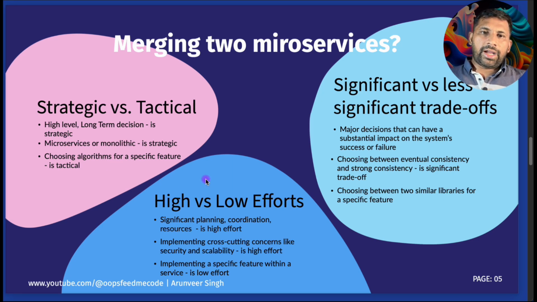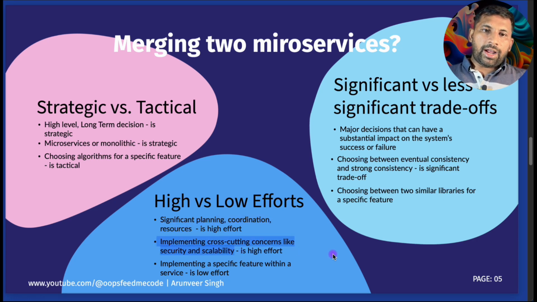Next is high versus low effort. If a topic needs high effort, it generally does not mean the effort to implement something, right? It's more about planning, coordination, and resources. So if a topic needs a lot of planning, a lot of coordination, and a lot of resources, then it is a high effort item, right? For example, implementing cross-cutting concerns like security and scalability.